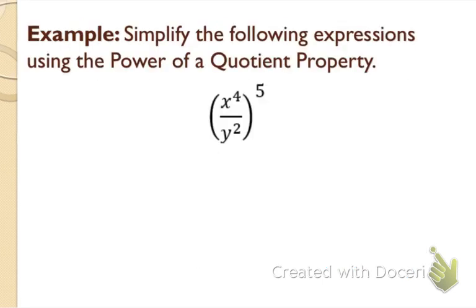So let's apply it in a similar problem. Simplify the following expressions using the power of a quotient property. We just learned that the property says when we have a quotient of a power, we can split it up to where the numerator gets that power, but guess what? So does the denominator. Okay. But now, of course, this problem has an extra step.